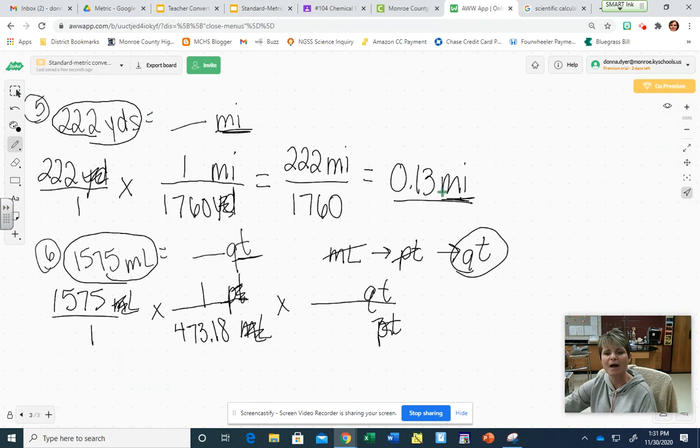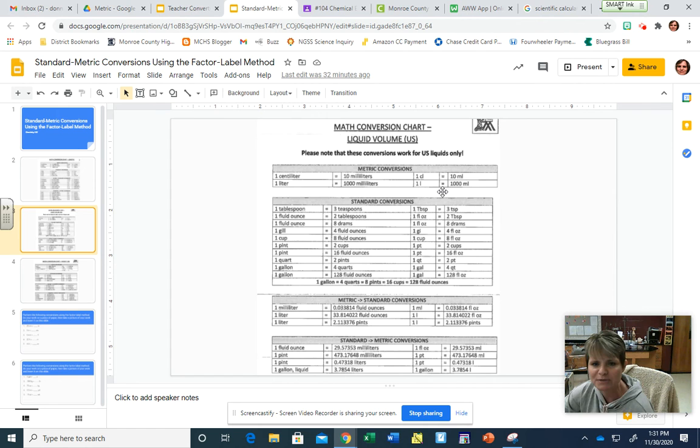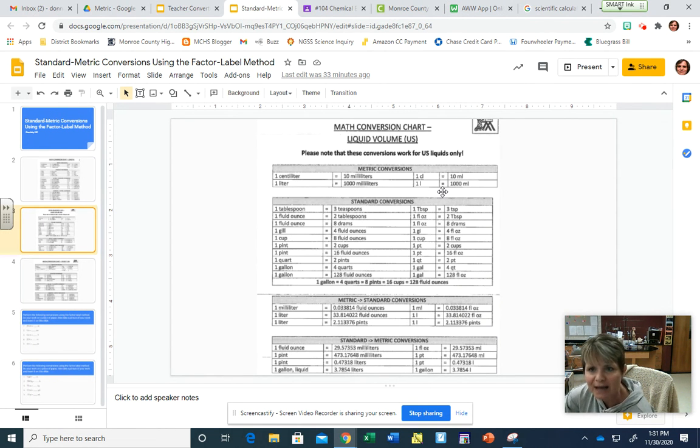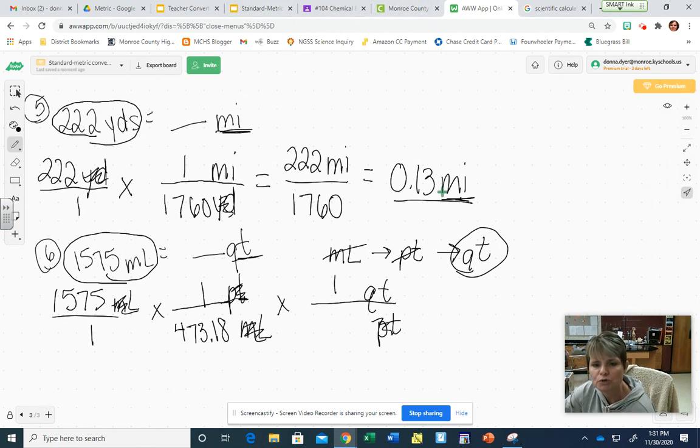Okay, now I need to find one that has quarts and pints. Okay, and that was this one. 1 quart is 2 pints. So 1 quart in my conversion factor, 1 quart in my problem. 2 pints in my conversion factor, 2 pints in my problem. Okay, now we're ready to solve.